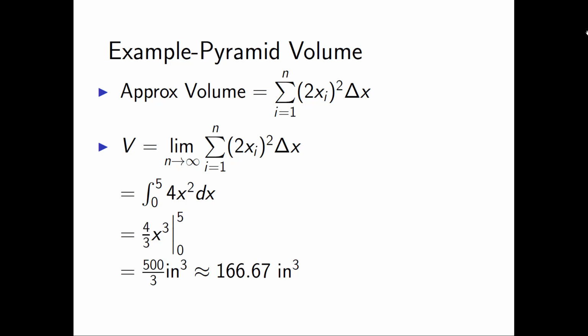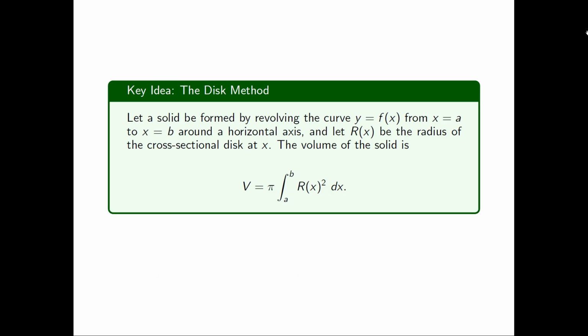Okay, so that's a specific example. We're now going to generalize a type that we can integrate over and over, and this is the disk method. So disk, think of it as being like a compact disk or some sort of very thin disk you might find. And we're going to take some sort of function y equals f of x from a to b, and we're going to rotate that around a horizontal axis, and we're going to let R(x) be the radius of the cross-sectional disk at x.